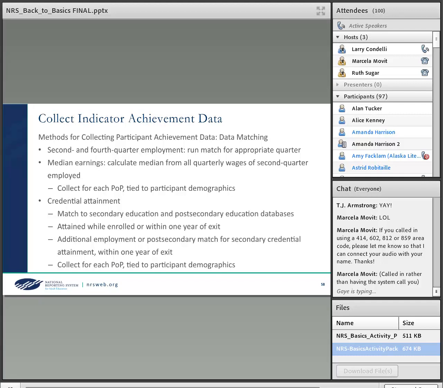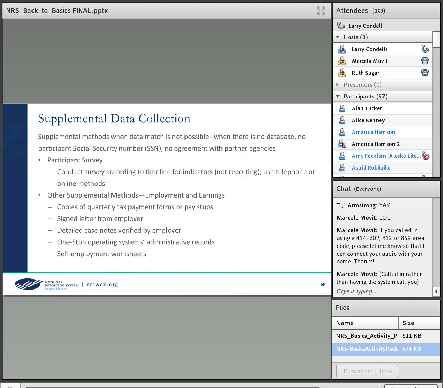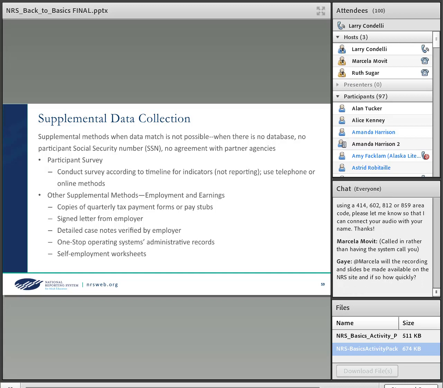You can collect that while the participant's enrolled or up to 1 year later. And again, that is tied to each POP, and you should include the demographics for reporting. You must include those for the state performance report that your state submits each year.